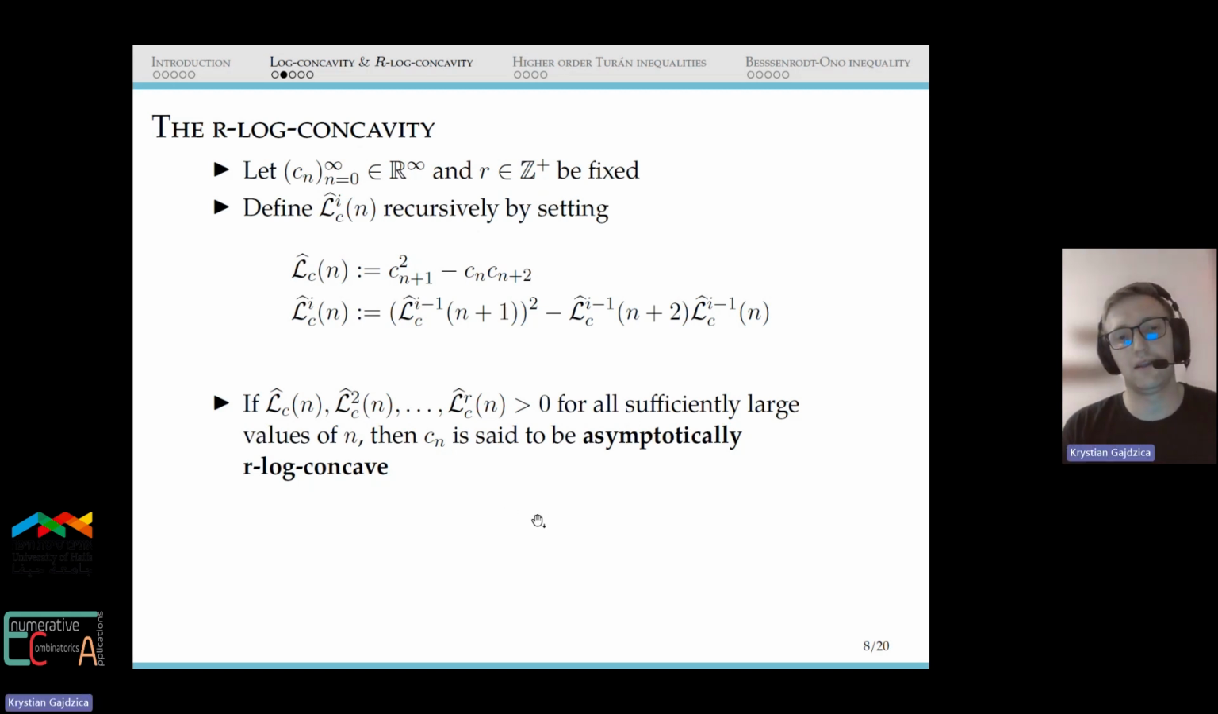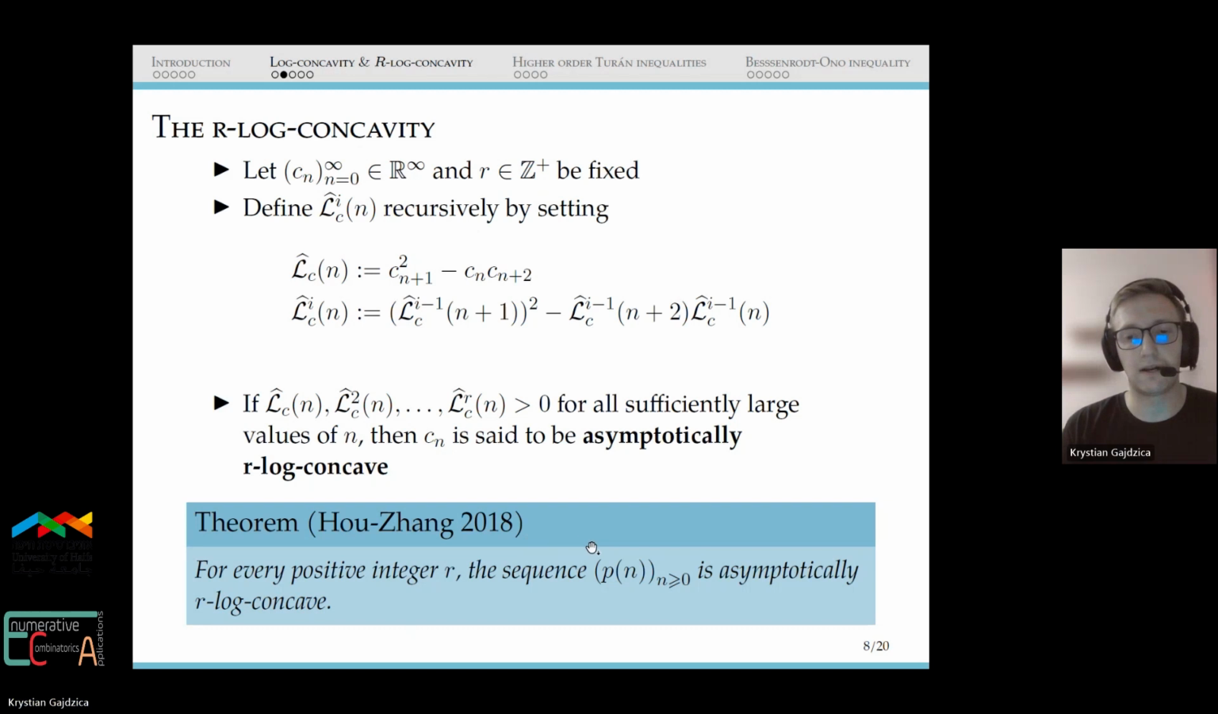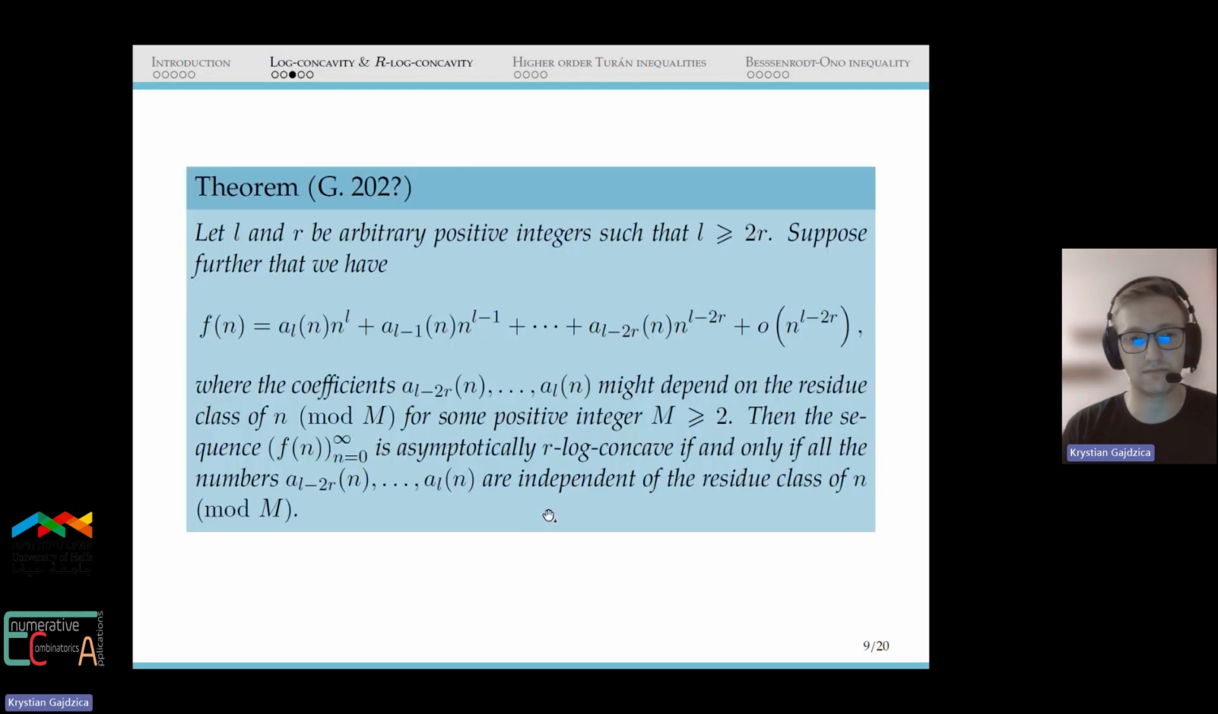And there is a result of Hou and Zhang who proved that the partition function is asymptotically R log concave for every positive integer R. So what about the A partition function? At first, let me state the theorem for the quasi-polynomial-like functions. So we have the following characterization.